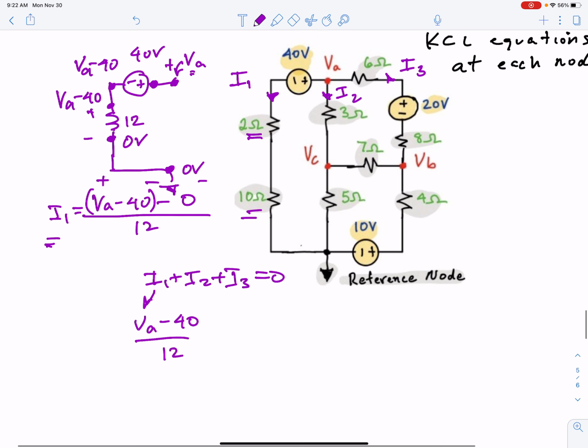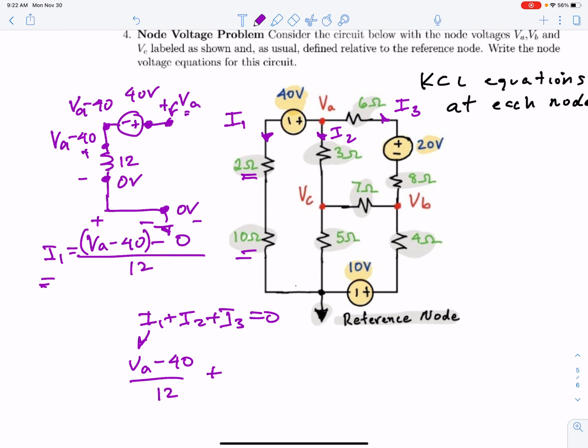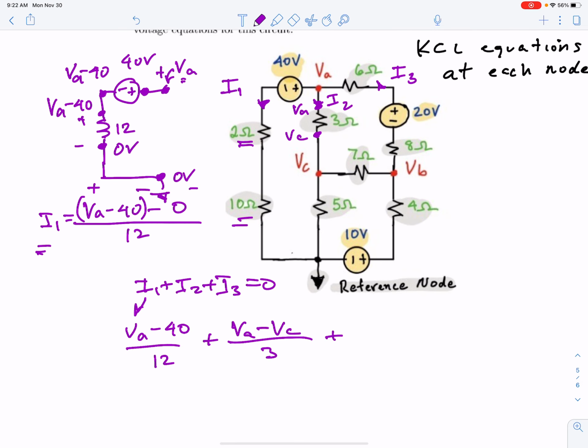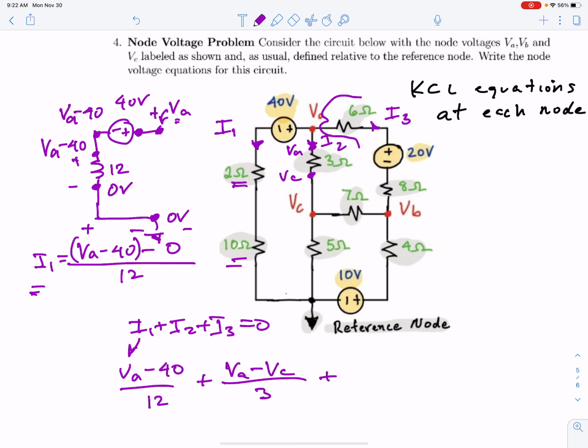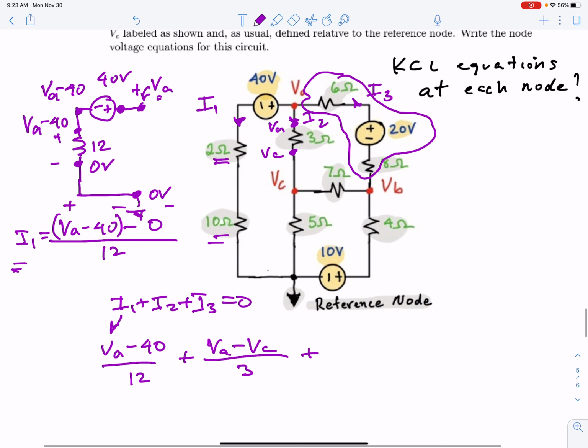The next one is much easier. When I look at this node for I2, I push this dot, which would be VA, and this dot would be VC. So this would be VA minus VC divided by 3. Then finally, I can break out this circuit, and I know that would be equivalent to this, where I take the 6 and the 8 and combine them to a 14. There's VA, and here is VB.